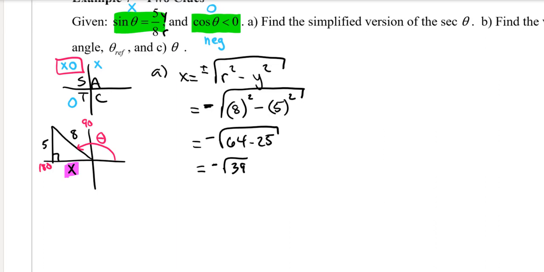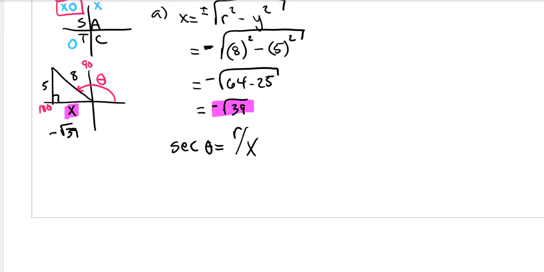That x value is negative square root of 39. So, cool. Now, to find secant of theta, that's going to be the r value and the x value. Again, r is going to be on top, and the x value is going to be on the bottom. So when we simplify that, the r value is, of course, 8, and the x value is negative square root of 39.